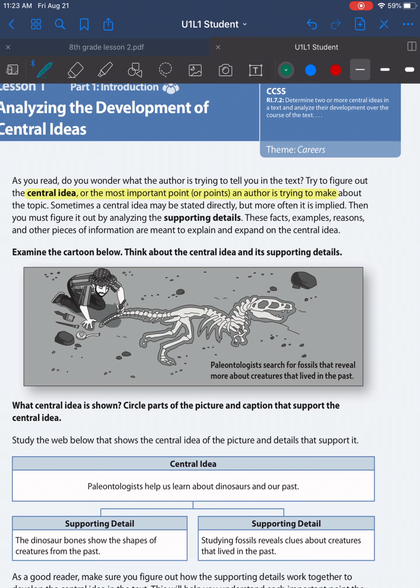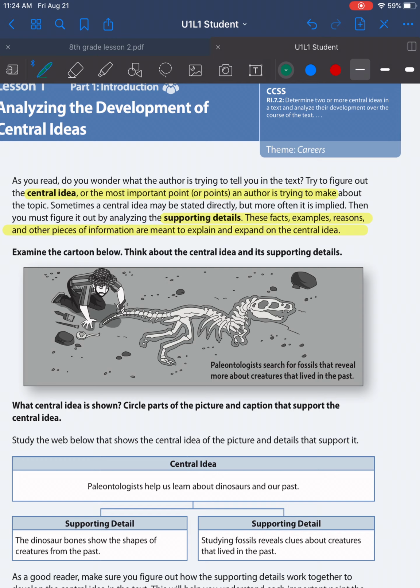Sometimes a central idea may be stated directly, but more often it's implied. Then we must figure it out by analyzing the supporting details. Supporting details are facts, examples, reasons, and other pieces of information that are meant to explain and expand on central idea. Let's go ahead and highlight that as well. Supporting details are facts, examples, reasons, and other pieces of information. Okay?